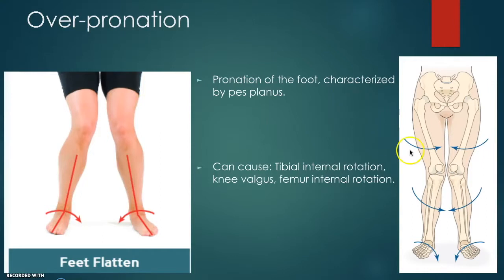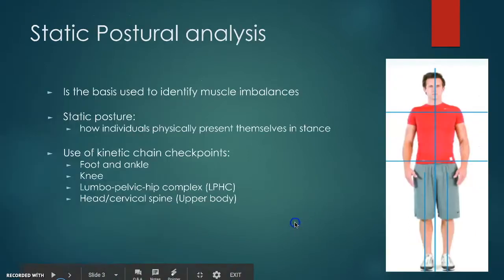And as you can see by this picture here, we see the femur internal rotation along with the tibial internal rotation, which results in knee valgus occurring here because the feet are pronating inward towards the midline here.